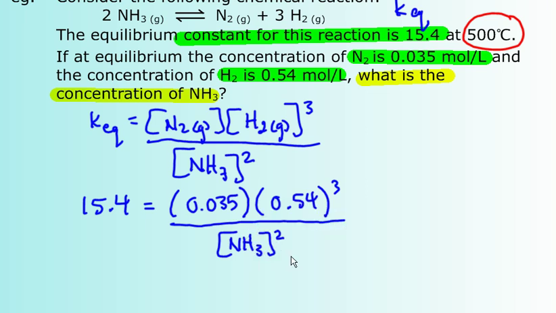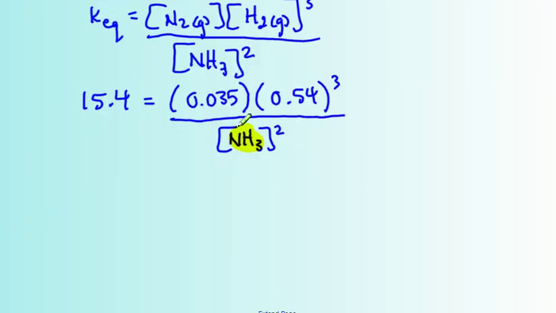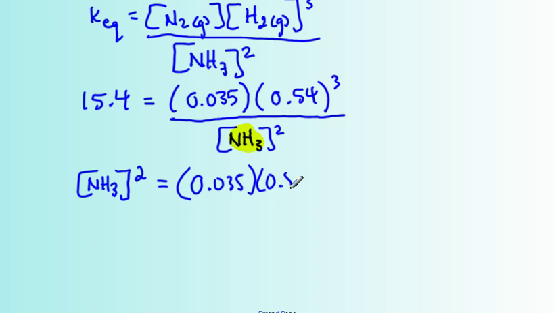So what we're after here is the concentration of ammonia. So we can rearrange this expression to solve for the concentration of ammonia. Some people are more comfortable putting the thing they're solving for on the left-hand side. That's generally what I do when I'm solving for an unknown. So we have 0.035 times 0.54 cubed divided by 15.4. We don't want to know the concentration of ammonia squared. We want to know the concentration of ammonia not squared.